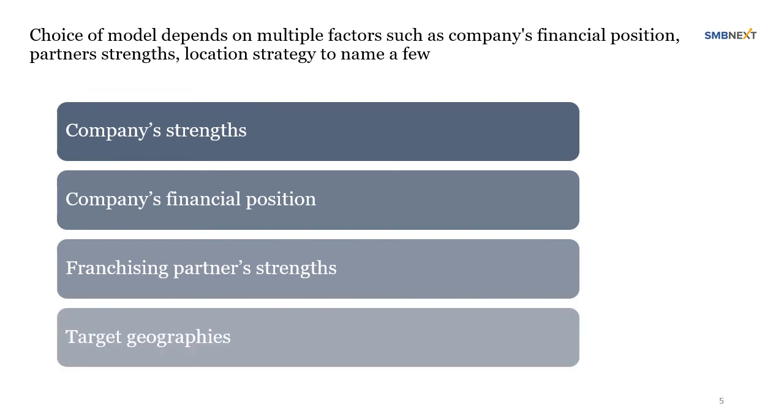The fourth is target geographies. This is very critical, because now let's say you are a brand which is mainly prevalent in the metros, or maybe your offices are only in metros, and you have very limited understanding of tier 1 and tier 2 geographies. In that case you may want to offer a FOFO model, because then you want to look at partners who have a good understanding of the local or the target geographies for the business.